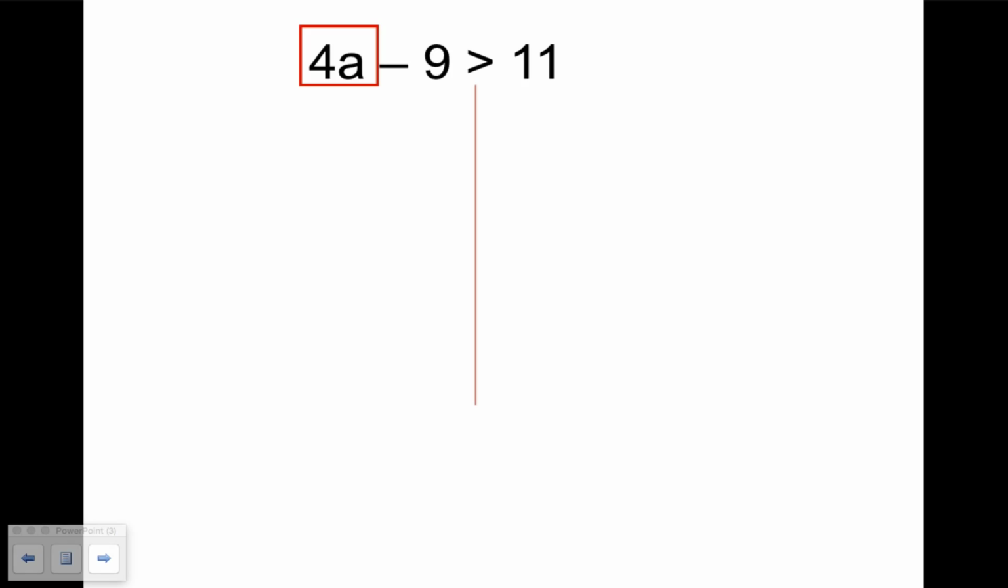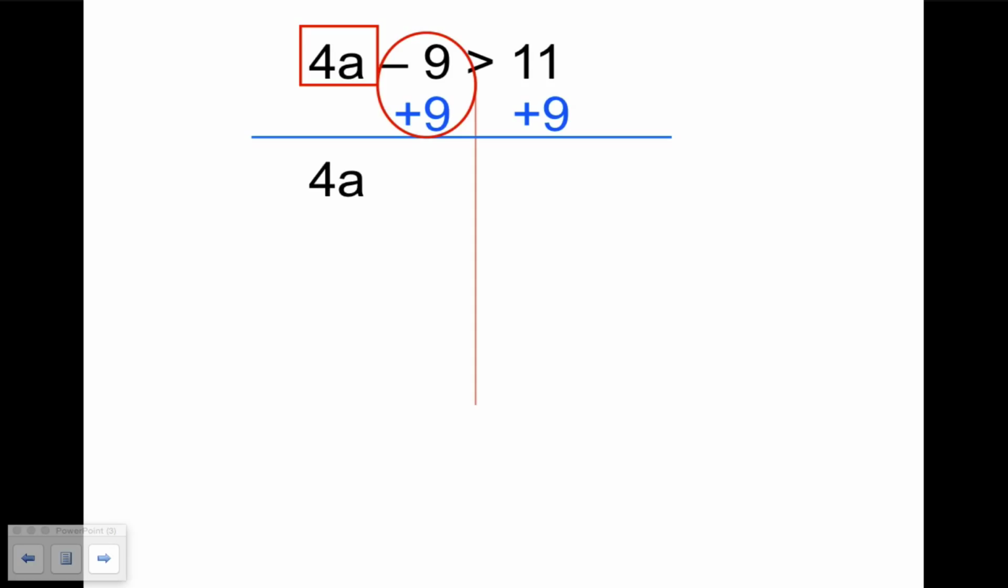So what's on the same side with the box? Minus 9. So step 1, add or subtract, we'll add 9 to both sides to reverse or undo the subtraction of 9. 9 and negative 9 make a zero pair, so that disappears. We copy down the 4a. The sense or direction of the inequality symbol remains the same. 11 plus 9 equals 20.